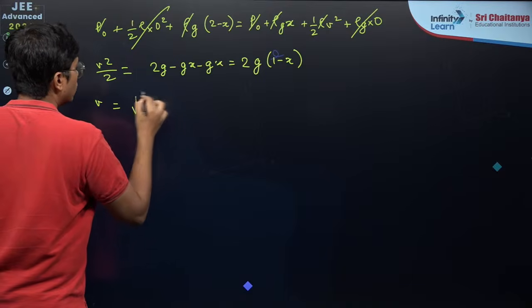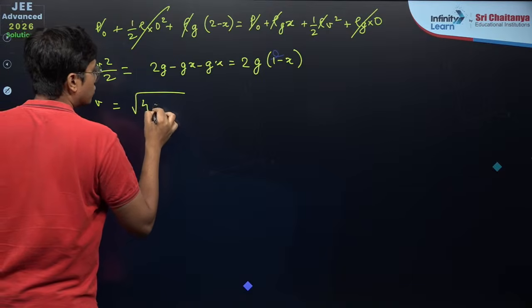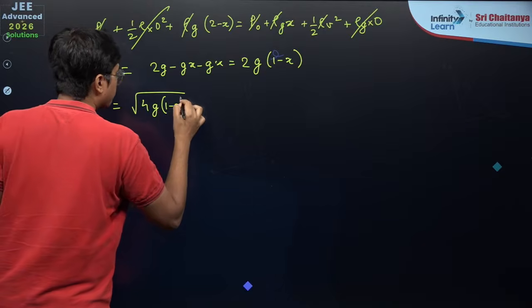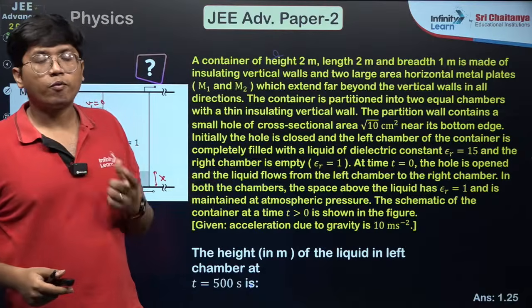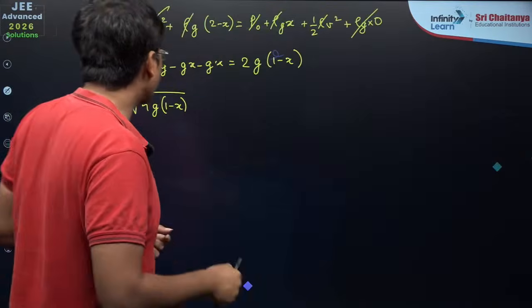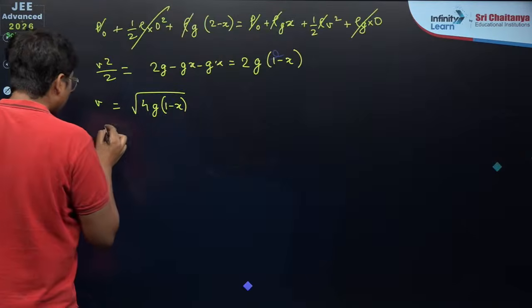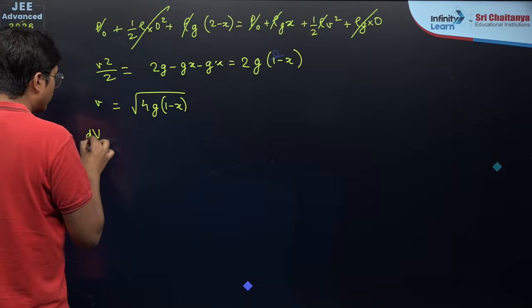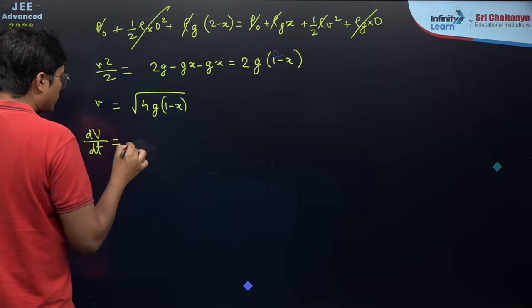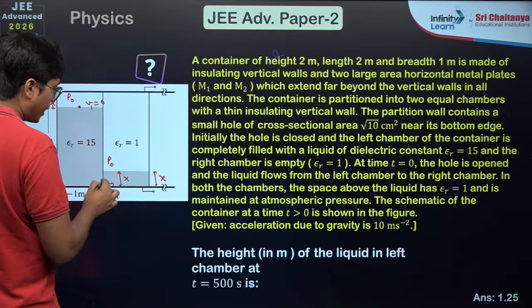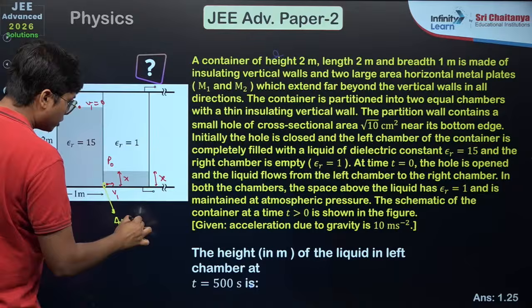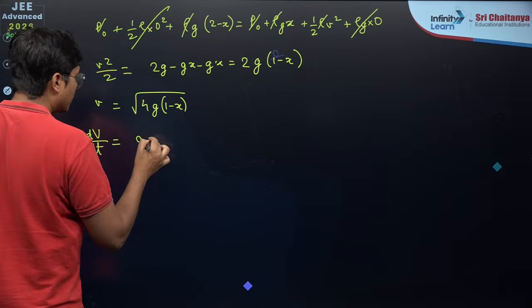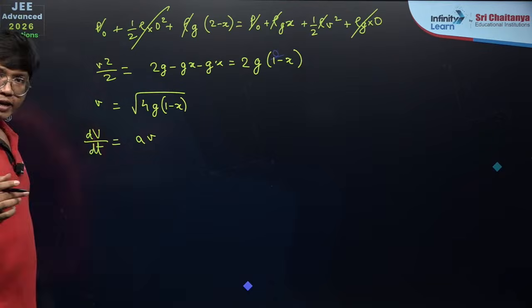So v is equal to root over 4 into 4g(1 minus x). That's the speed with which fluid comes out. Now once I know the speed at which fluid comes out, I can get the volume flow rate, which is just the area of cross section. Let's say the area of the opening is small a. Then that is a into v at any moment.